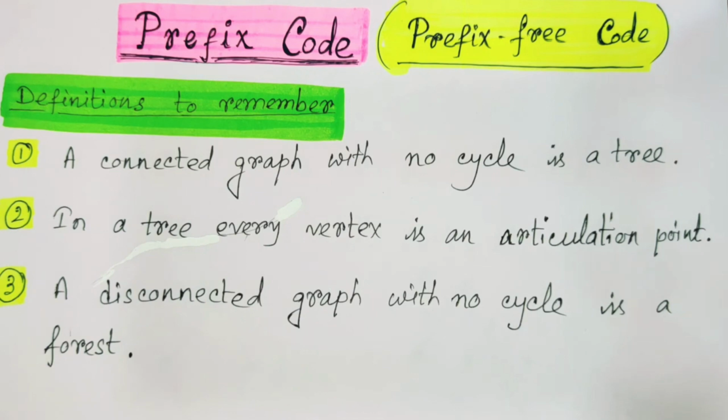So the first definition is a connected graph with no cycle is a tree. Hope everybody knows this. And the second one is, in a tree, every vertex is an articulation point. We know if the structure is a tree, then every point is an articulation point. And the third one is, a disconnected graph with no cycle is a forest. So what do we mean by the forest?